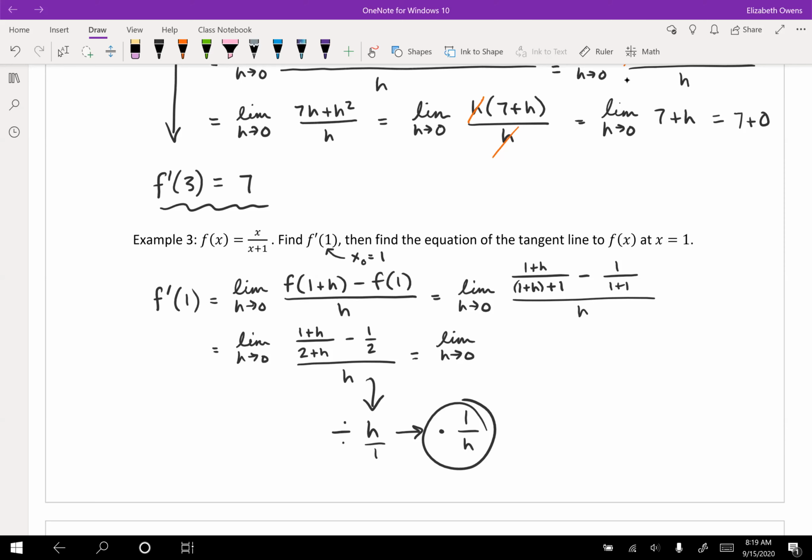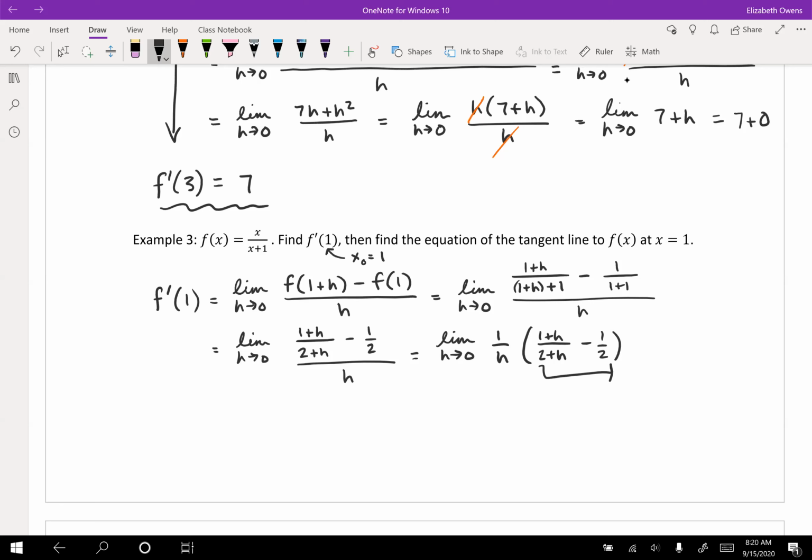So let's do that. I'm going to write this as limit h approaches 0 of 1 over h times that big numerator stuff. 1 plus h over 2 plus h minus 1 half. Okay, that looks a little nicer to me at least. It kind of keeps things in line better and you don't have to keep carrying around this huge fraction. Okay, so let's see, at this stage now, to keep simplifying, let's work on getting a common denominator for these two fractions there.